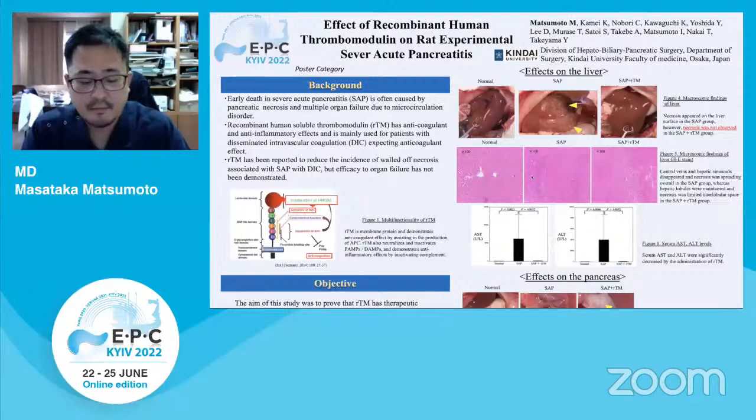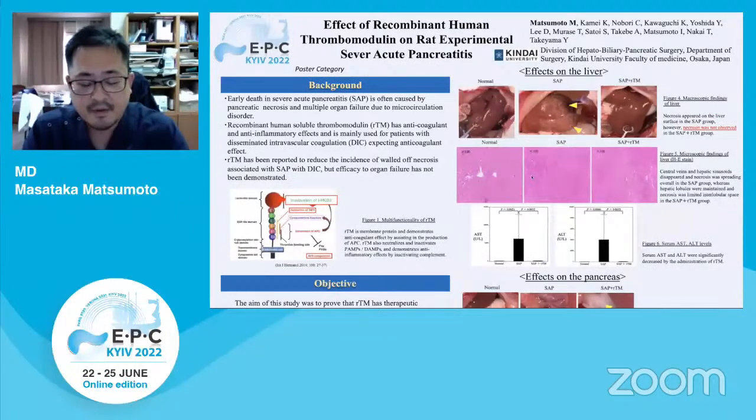In this study, we made rats with a SAP model. This is the subgroup, and we compared the group treated with RTM to the severe pancreatitis model. This is the SAP plus RTM group. The manufacturing methods and the schema for this experimental protocol are as shown in figure 2.